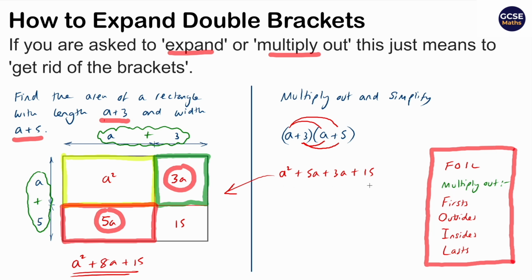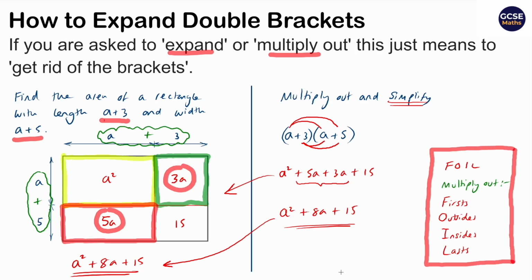So we've just got to neaten this up. This is the simplified part. We bring together any terms that are the same. So we're collecting like terms. Those two are like terms. A squared, there's no other a squareds. That remains on its own. 5a plus 3a is plus 8a. And that's the bit we brought together. And there's no other numbers on their own. So that's just plus 15. And that is our answer. Now look at that. That is exactly the same as what we had here.